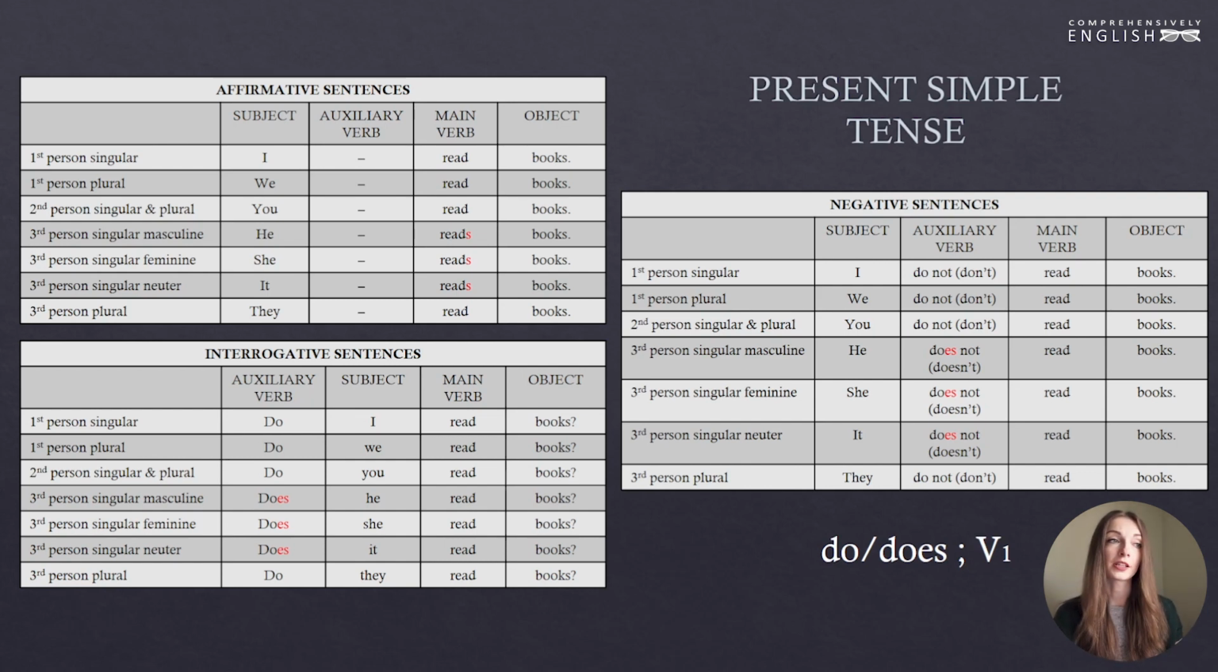In interrogative sentences, you will also need your auxiliary verb because that's how we form questions in English. We put auxiliary verbs or auxiliary modal verbs at the beginning of the question. So you use do with all the persons except the third person singular. Do I read books? Do we read books? Do you read books? But does he read books? Does she read books? Does it read books? And do they read books? So that's the first challenge that you have.